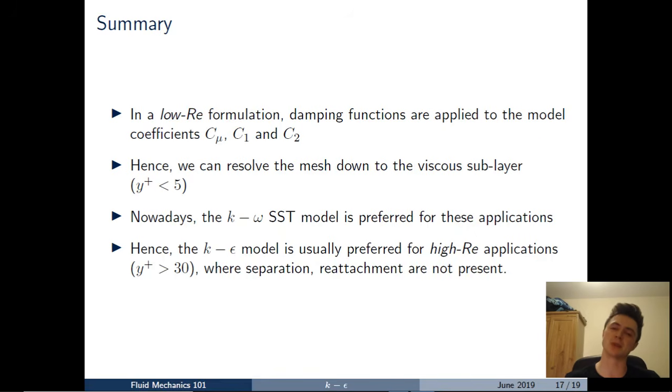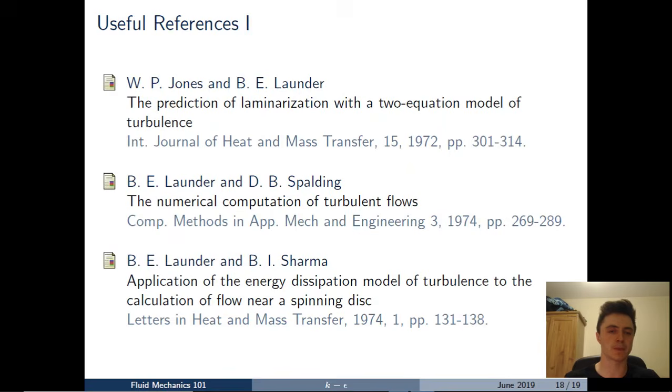So if you're running simulations where your y plus is greater than 30, then you can use a high Reynolds number formulation of the k-epsilon model, which doesn't involve any of these damping functions, and the k-epsilon model is still a very popular model to use there. But hopefully now, if you dive into your user manuals or source code, you should understand a little bit better what these damping functions are and the different variations and where they're coming in.